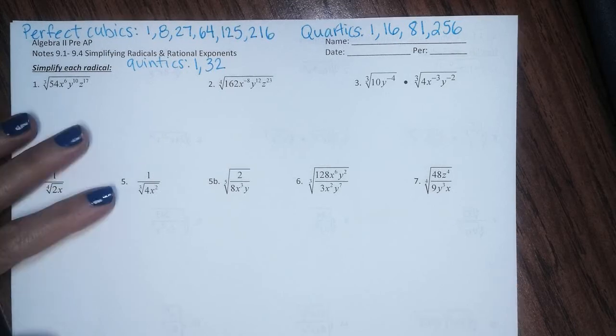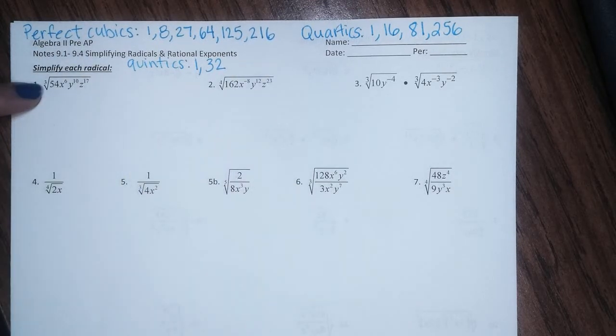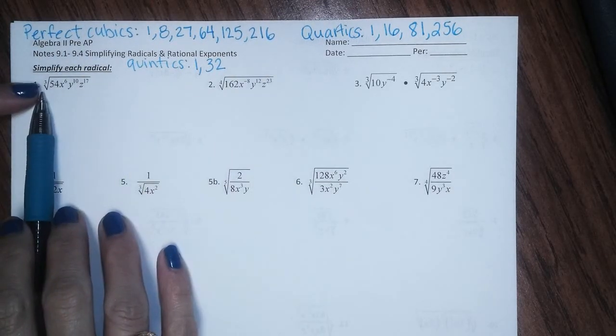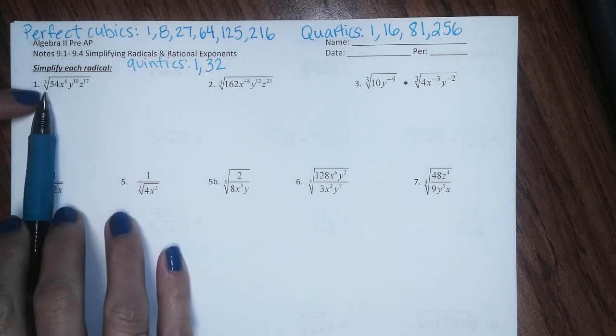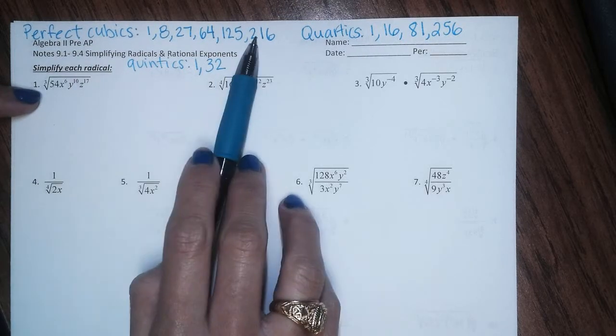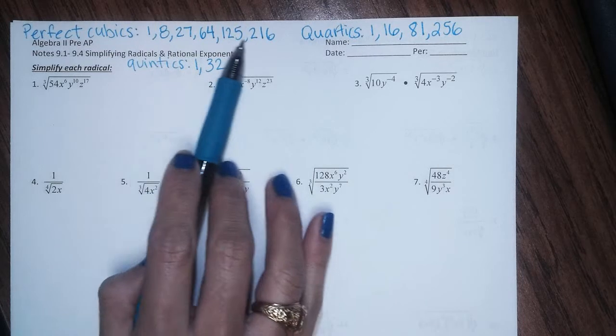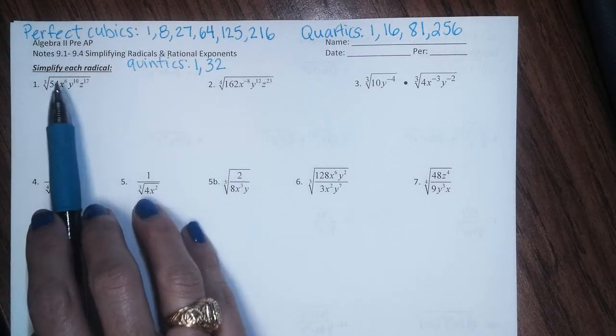Okay, so now that we have the perfect cubics, quartics, and quintics, here's how I start simplifying my radicals. Let's start with number 1. We're going to simplify the cube root. So we need to look for the perfect cubics. To simplify the cube root of a number like 54 here, you need to figure out which perfect cubic goes into 54. Or in other words, what's the biggest perfect cubic that can divide evenly into 54?